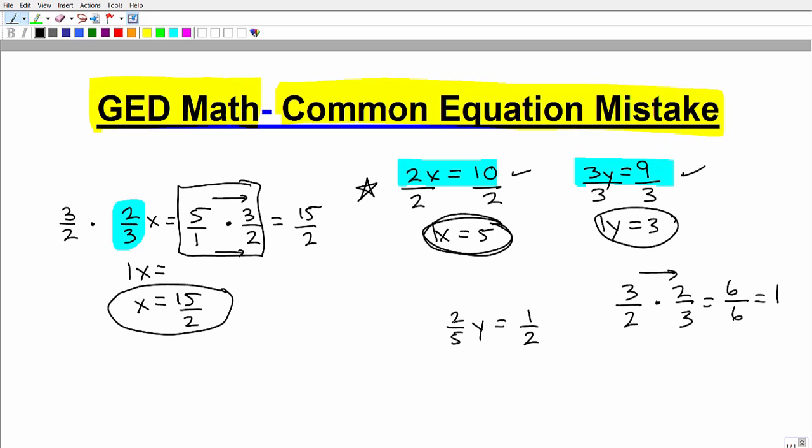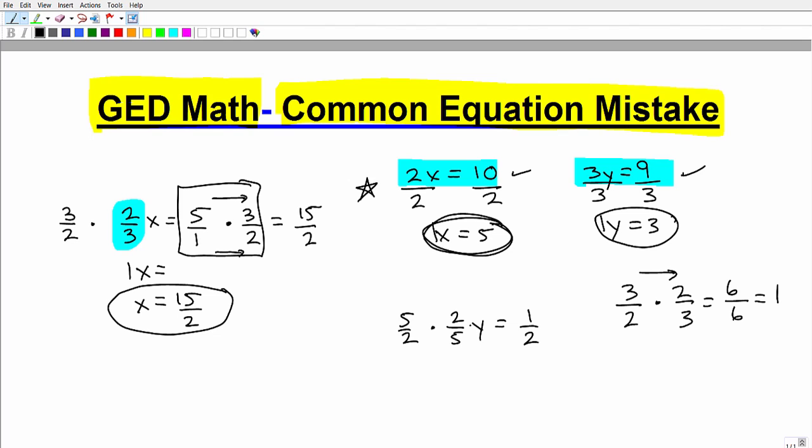So I have 2/5 y is equal to 1/2. Remember, I have this fraction times a variable equals another number. It could be any number. It could be a fraction on the right-hand side. We don't really care. The step is to take this fraction, 2/5, and flip it over. I'm going to get the reciprocal, so that's 5 halves.